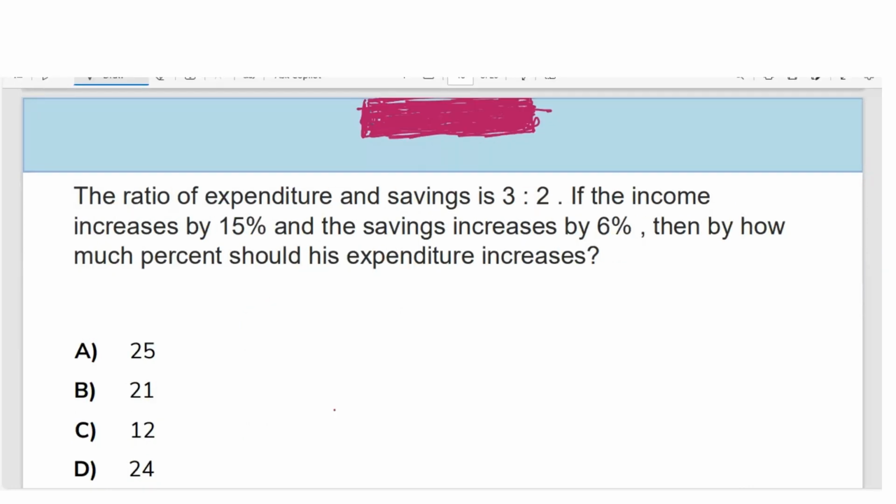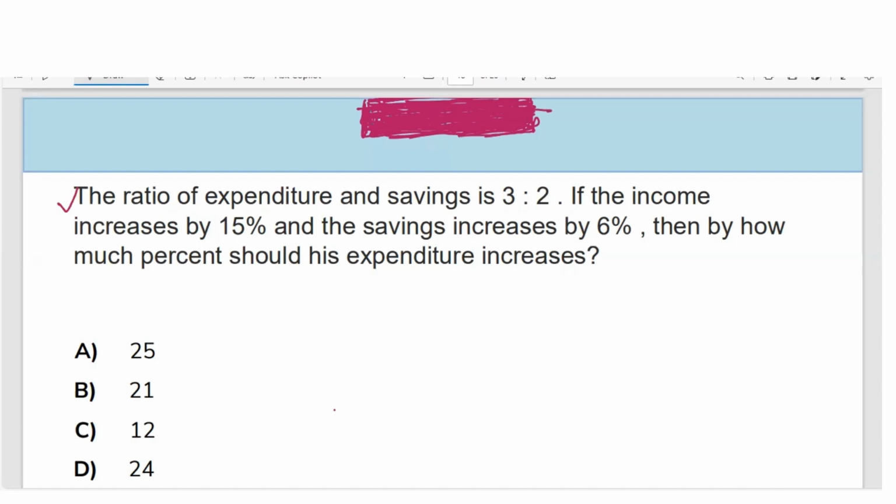Let us see this question. The ratio of the expenditure and saving is 3:2. If the income increased by 15% and the saving increased by 6%, then by how much percent should his expenditure increase? For this type of question, again, we have a lot of methods, but I am explaining this question in a very simple and easiest way.